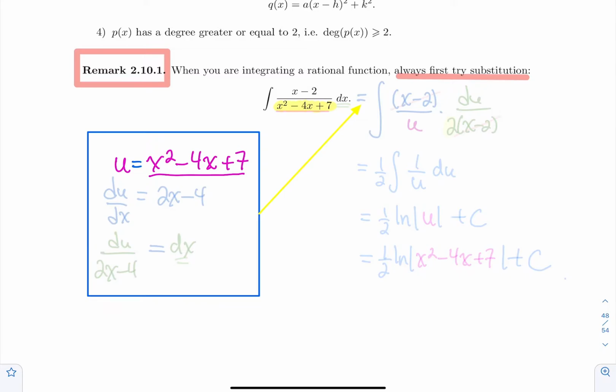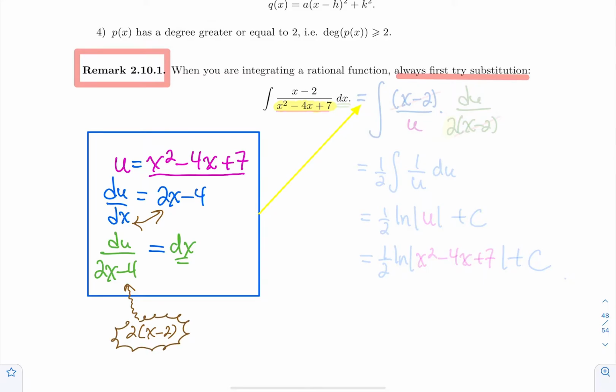So if you try this, what are you going to get? Well, if you compute the derivative of u, du over dx, you're going to get 2x minus 4. And then if you isolate dx, you're going to get that du over 2x minus 4 is dx. So we have a formula for the denominator. x squared minus 4x plus 7 is going to be replaced by u, and dx is going to be replaced by du over 2x minus 4. So here we go. Now we just play the game.